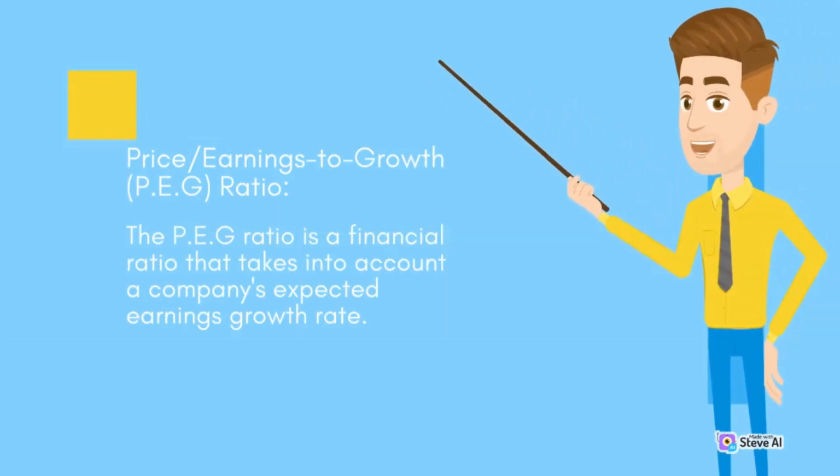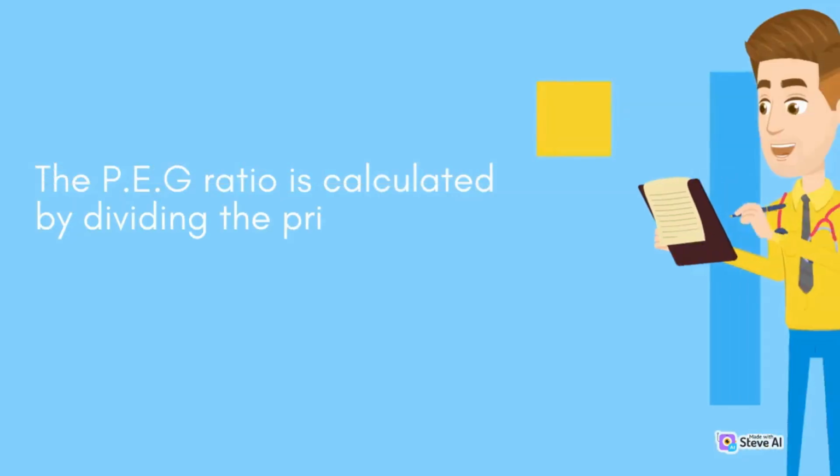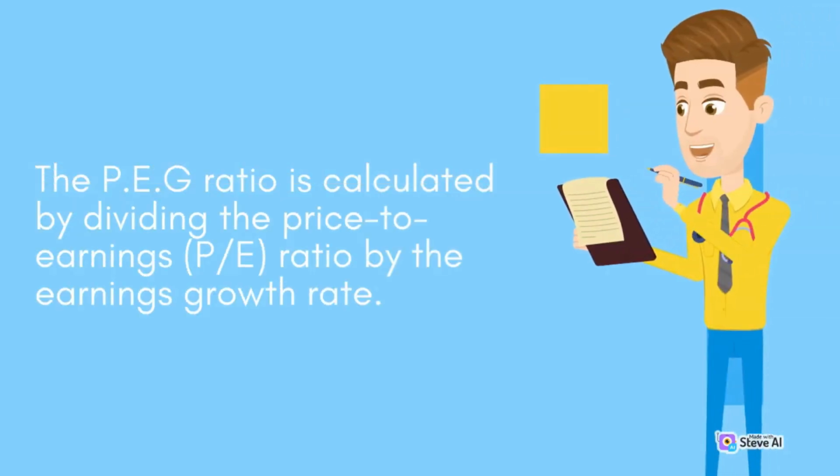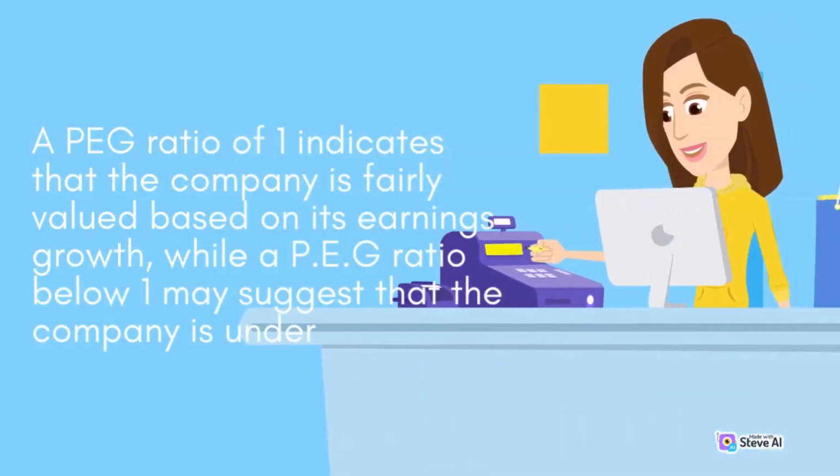Price/earnings-to-growth (P.E.G) ratio. The P.E.G ratio is a financial ratio that takes into account a company's expected earnings growth rate. The P.E.G ratio is calculated by dividing the price-to-earnings (P/E) ratio by the earnings growth rate. A P.E.G ratio of 1 indicates that the company is fairly valued based on its earnings growth, while a P.E.G ratio below 1 may suggest that the company is undervalued.